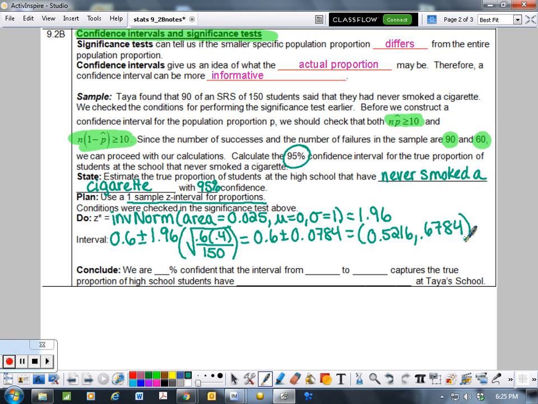So instead of just telling me in my significance test that it's not 0.5, this gives me an actual range. We are 95% confident that the interval from 0.52 to 0.68 captures the true proportion of high school students that have never smoked a cigarette. So it gives us more information than our significance test. But our significance test allows us to test a theory or an idea. So they each have their own purposes.